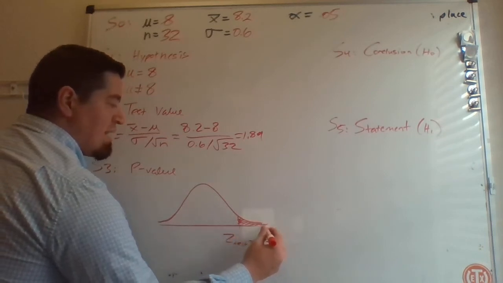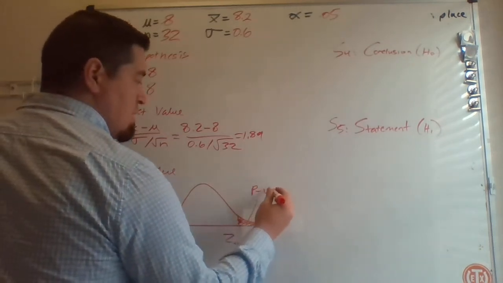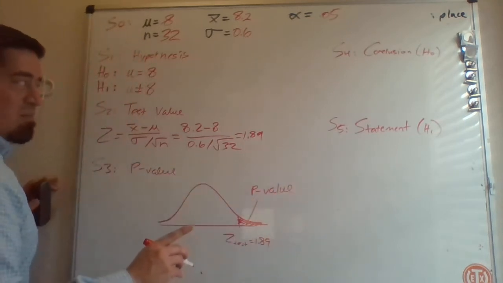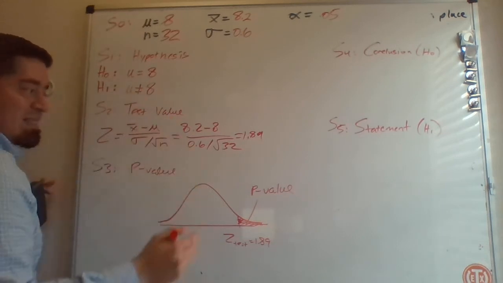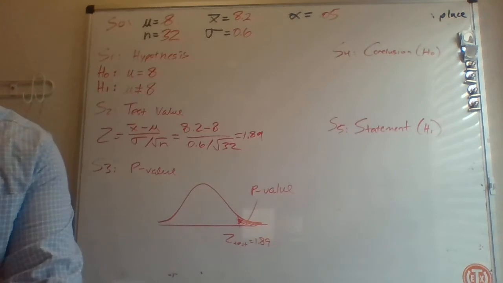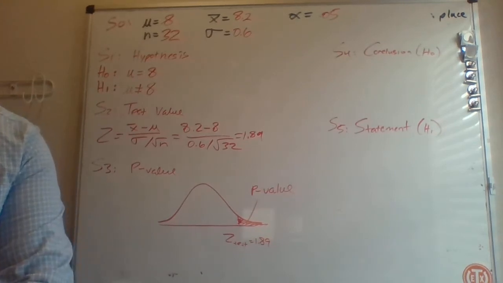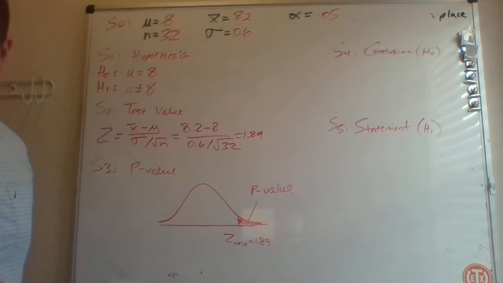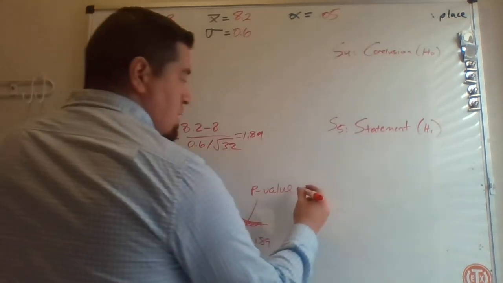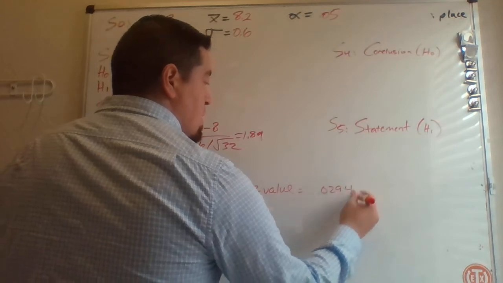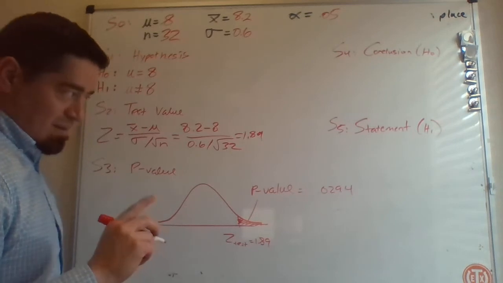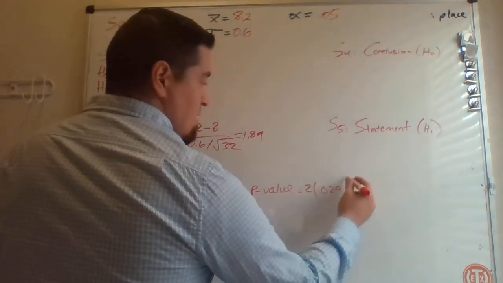Remember, I want to find that region because what is that called? Anything beyond the z-test would be called the p-value. But keeping in mind, this is a two-sided test. So if I do normal CDF like I've been doing, second vars, normal CDF of 1.89 to infinity, I get 0.0294. Okay. But what do I have to do to that? What do I have to do to that? Let's see if y'all remember. Times it by 2, right?